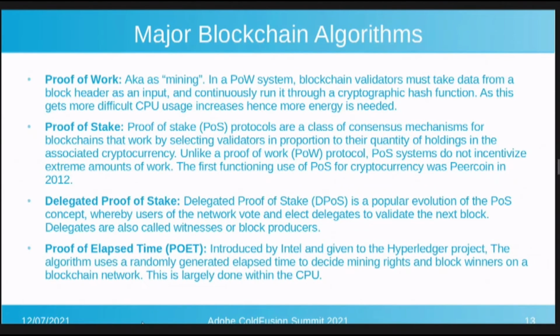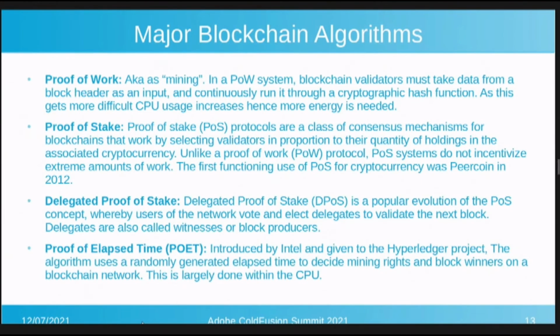So proof of stake, which is what Ethereum's about to go to. These are, as it says, a class of consensus mechanisms for blockchains that work by selecting validators in proportion to their quantity of holdings in the associated cryptocurrency. Bit of a complex thing, that. Unlike proof of work, proof of stake systems do not incentivize extreme amounts of work. Therefore, they use a lot less energy.